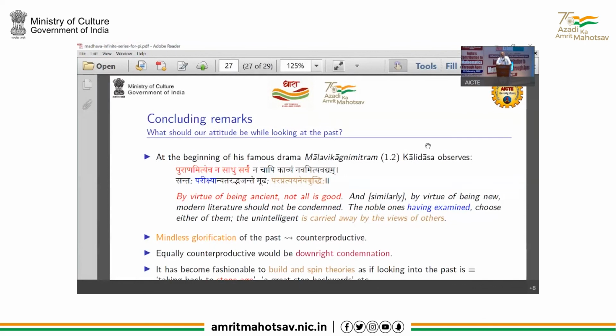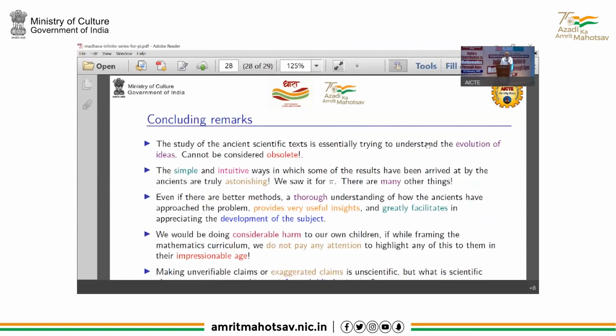Based on my own experience of working in history of science for at least a couple of decades, I must tell you that it is a rewarding experience. It is certainly not obsolete. Many of us who have been teaching modern mathematics realize that there is something far more. What is interesting is that the simple and intuitive ways in which some of the results were arrived at by the ancients are truly astonishing.